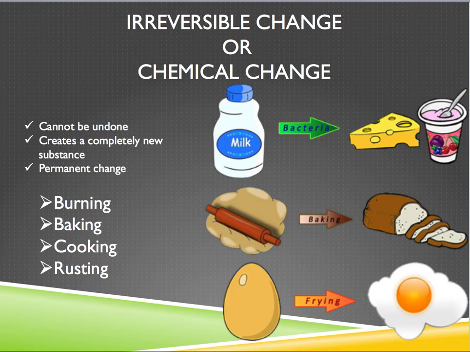An example of an irreversible change is when we cook dough in the oven. When we cook dough, it becomes bread, but this process cannot be undone, therefore it is considered irreversible. Another example is when we cook eggs on the frying pan. The egg begins as a liquid but then ends in a solid, and this cannot be undone, therefore it is also considered irreversible. Examples of other irreversible changes include burning, baking, cooking, and rusting.